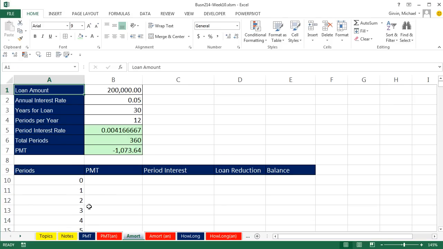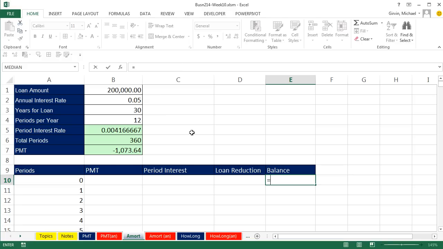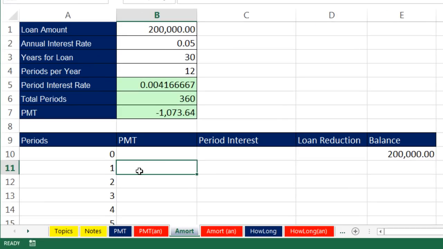Control Home. Now, we have times 0 because when we go to the bank, we borrow exactly 200,000. So the balance at times 0 is equal 200,000. Now, for each period, we in this column want the payment amount.